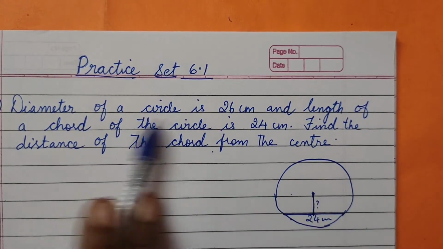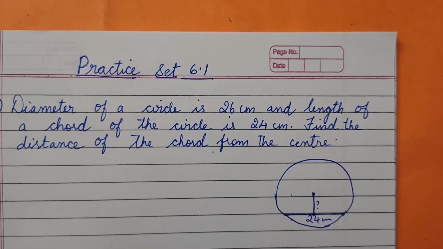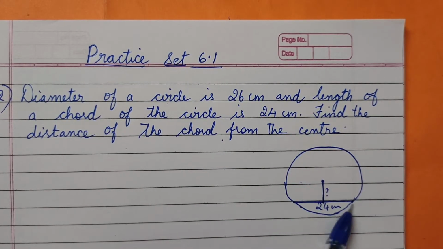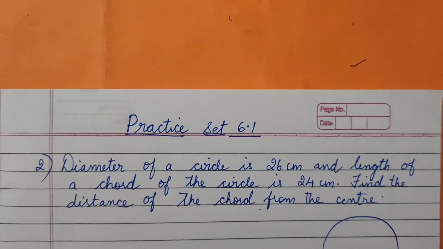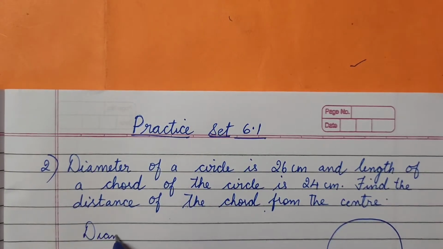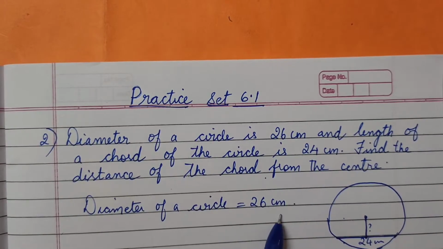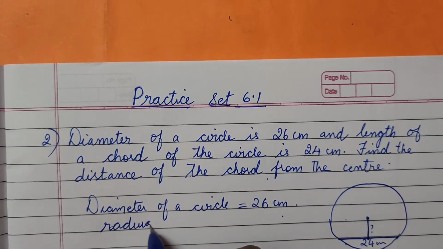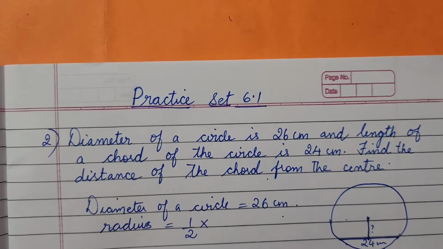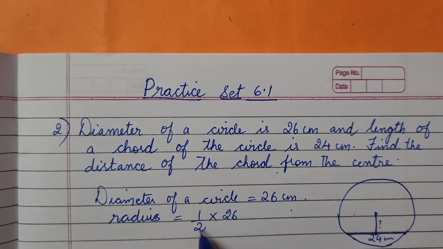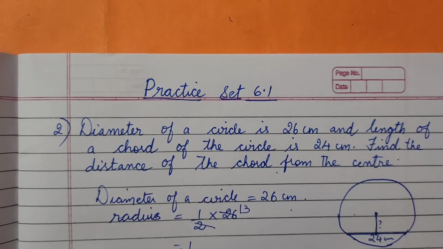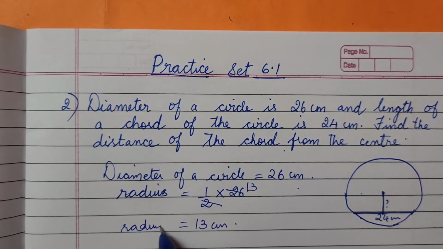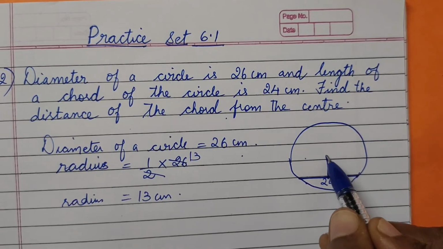They said the diameter of the circle is 26. So always remember, whenever such a sum is there, we want a radius here to make a right angle triangle. So I'll write, diameter of the circle is 26 centimeter. Now what would be the radius? Radius is half of the diameter, so half into diameter. Half of 26 will be 13. So we got radius as 13 centimeter. So can we draw it here? Yes, this is the radius.